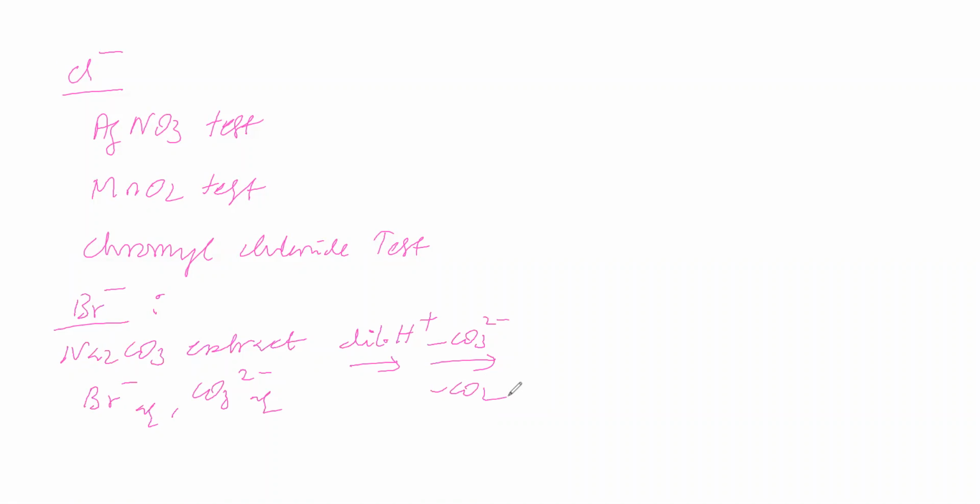Okay. Then we are adding silver nitrate solution. Now what happens means Br minus and Ag plus becomes AgBr, pale yellow precipitate. To this pale yellow precipitate, we are adding aqueous ammonia.